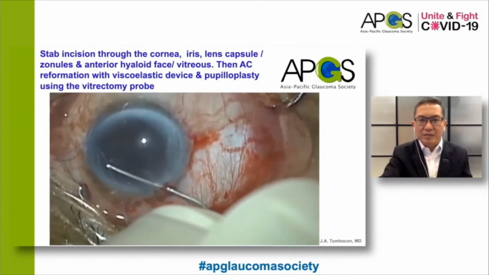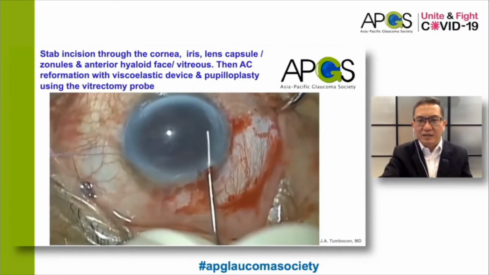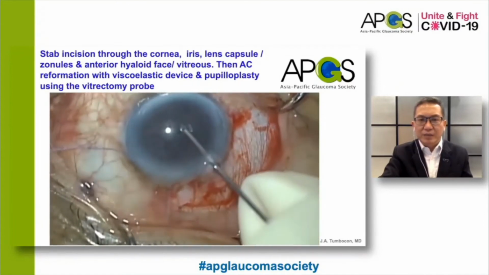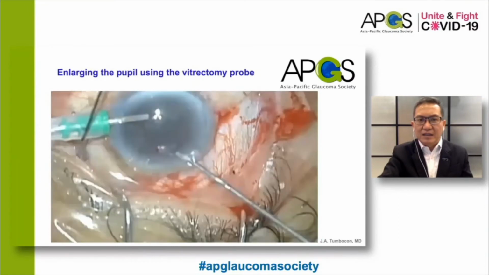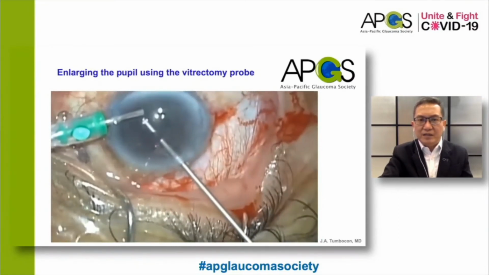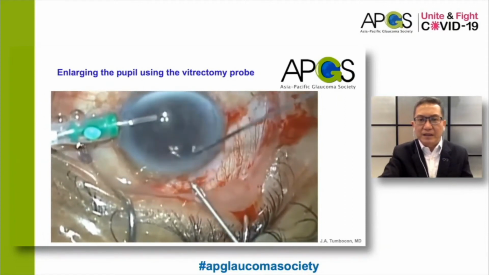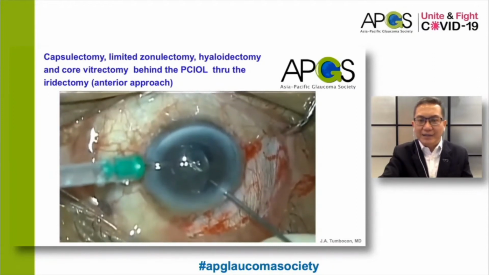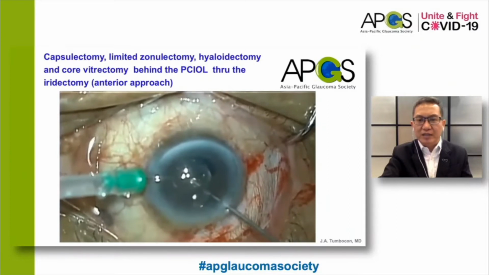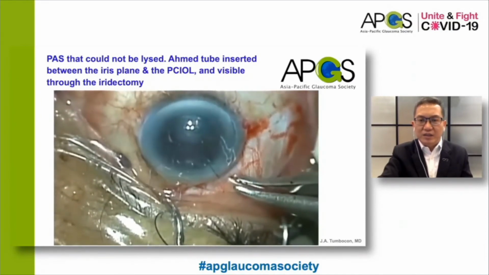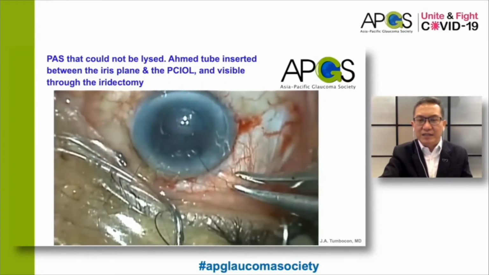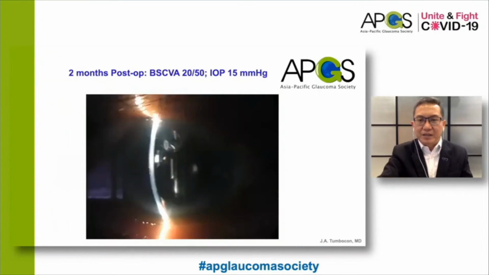However, there was still residual peripheral anterior synechiae, almost 360 degrees, even if we did this. After which we did pupilloplasty, then did peripheral iridectomy, and then inserted the vitrectomy probe behind the iris to enlarge the pupil further. And then inserted the vitrectomy probe behind the IOL to do core vitrectomy and posterior capsulectomy, also limited zonulectomy. And then we inserted the tube through the ciliary sulcus with the tip visible at the iridectomy site. So this improved the vision and controlled the IOP, and there was no recurrence of the aqueous misdirection for a follow-up of around 2 years.